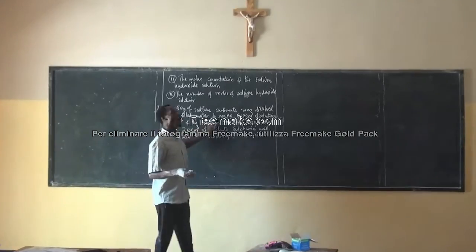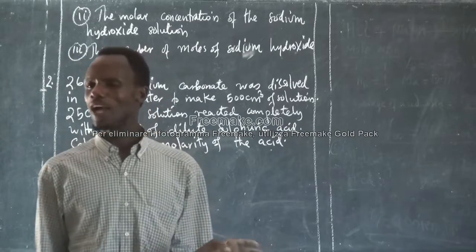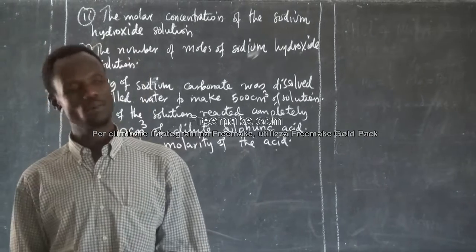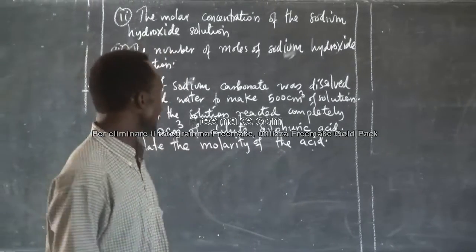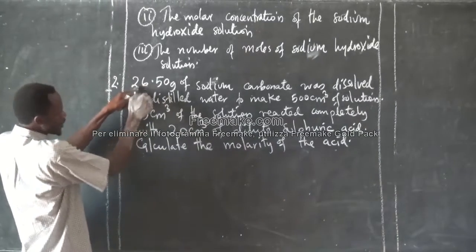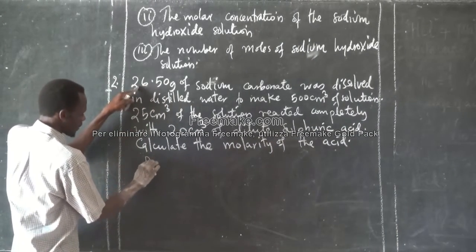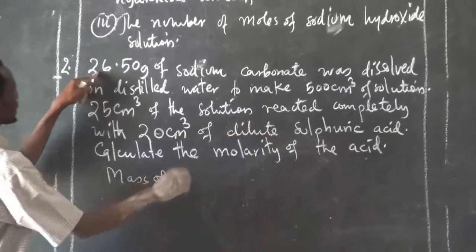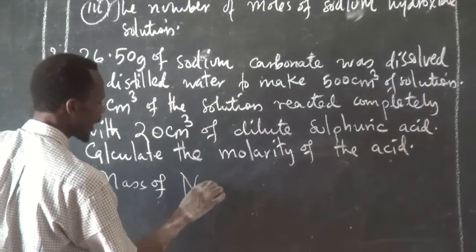There is no table of values. Now you may think, where am I going to get this? Don't bother. It is something that exists. From the question, you have the mass of sodium carbonate.